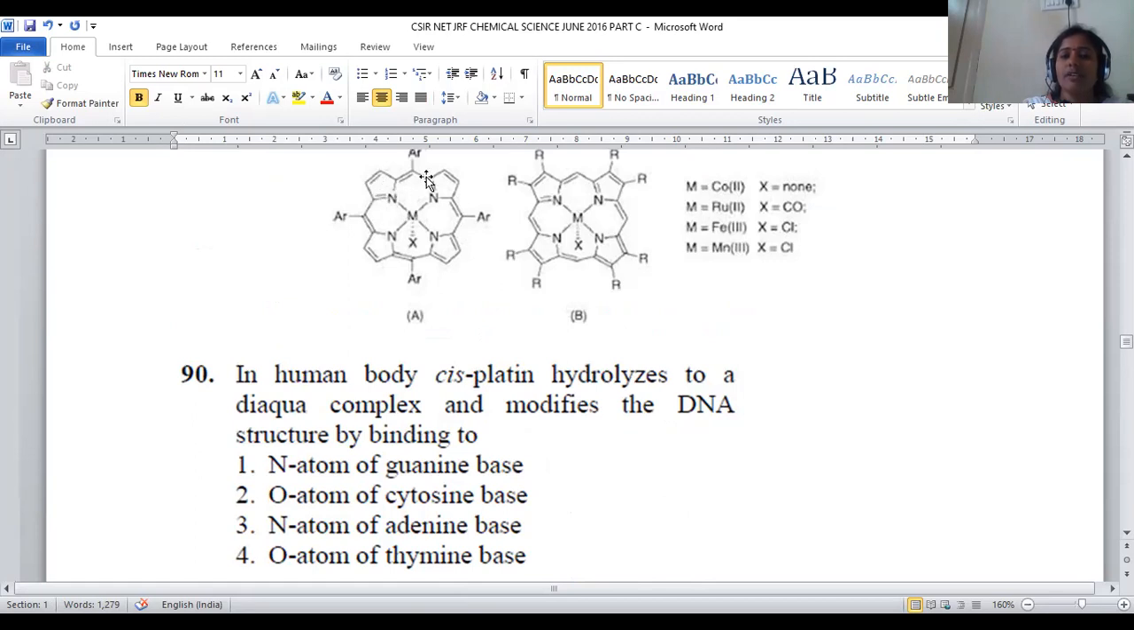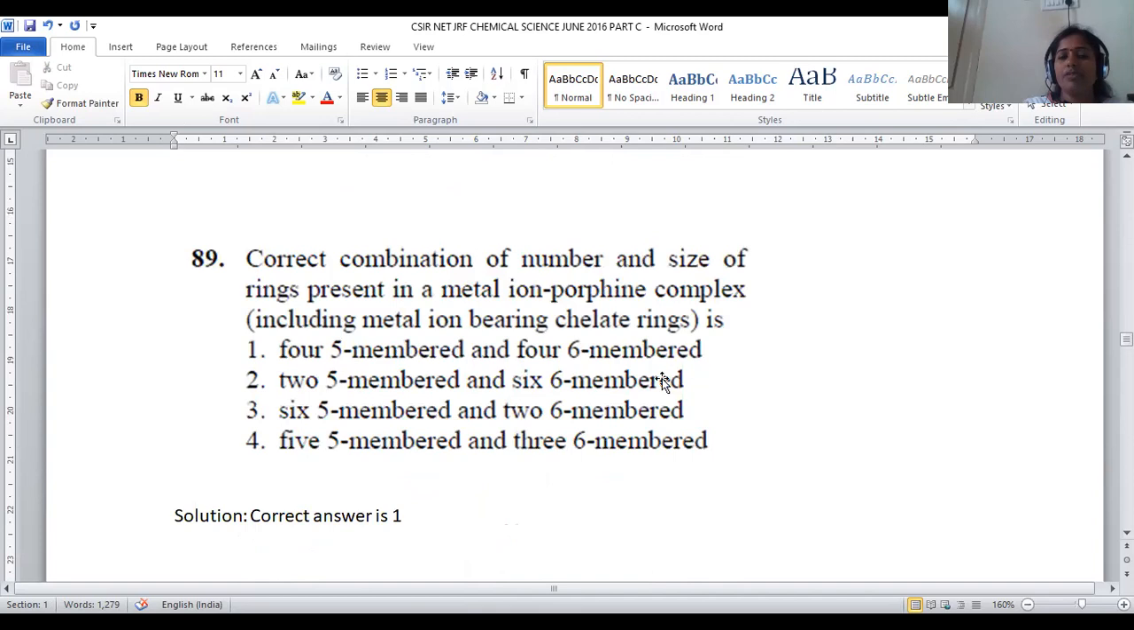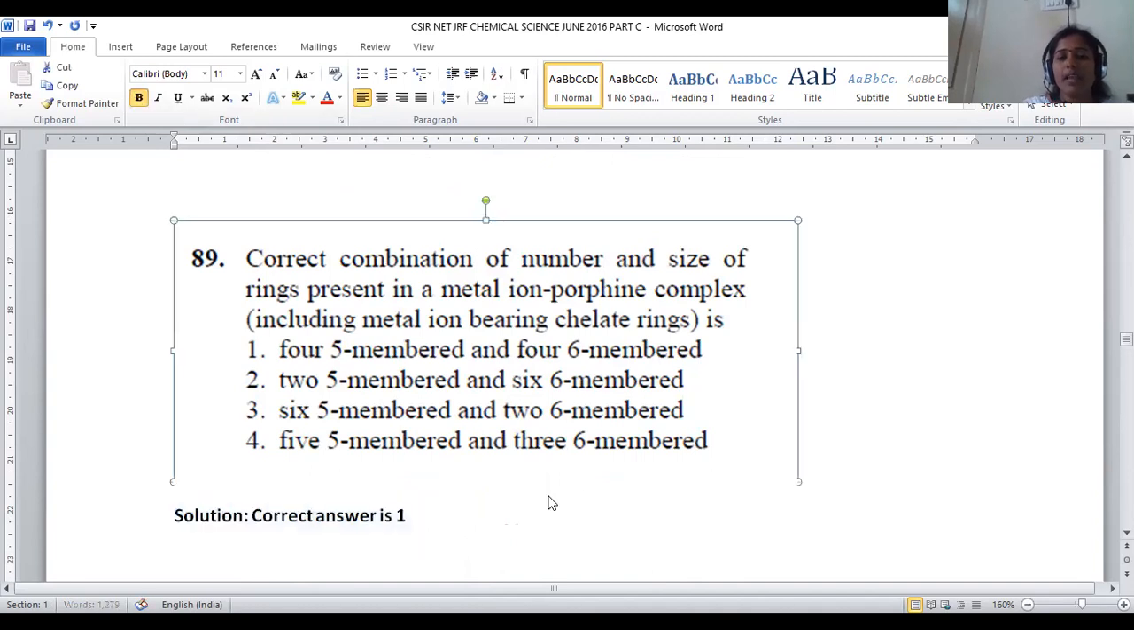How many pyrrole units are there? 1, 2, 3, 4 pyrrole units are there, and the 6-membered rings. Here you can also find 6-membered rings. 1, 2, 3, 4 6-membered rings are present. So 4 5-membered rings and 4 6-membered rings are there in this porphyrin ring. So 4 5-membered and 4 6-membered is the correct answer. For question number 89, option number 1 will be the correct answer.